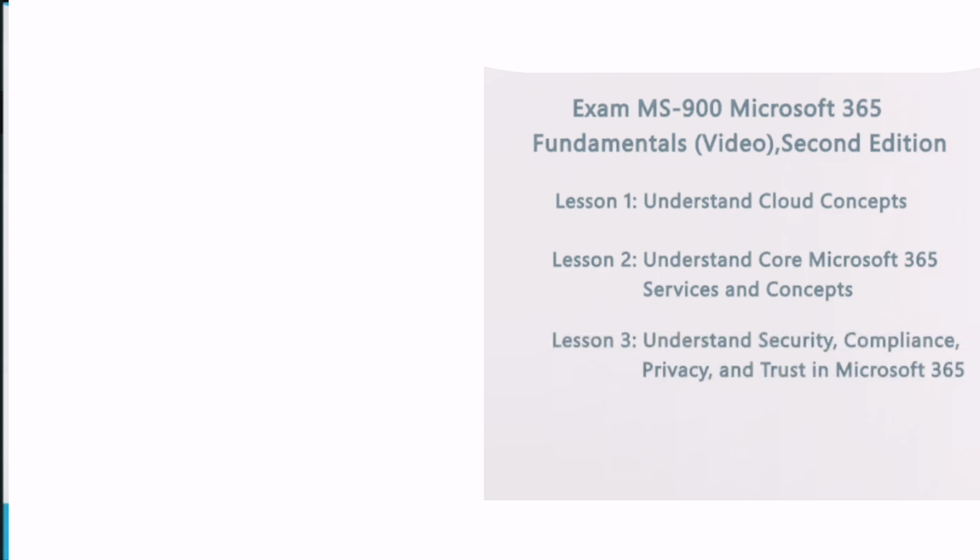Skill 3. In Describe Security, Compliance, Privacy and Trust in Microsoft 365, you'll learn about the Zero Trust principles for Microsoft 365, Identity and Access Management solutions in Microsoft 365, Threat Protection solutions in Microsoft 365, and Trust, Privacy and Compliance solutions in Microsoft 365. Skill 4. In Describe Microsoft 365 Pricing, Licensing and Support, you'll learn about pricing, licensing options for Microsoft 365, the Microsoft 365 Service Lifecycle, and support offerings for Microsoft 365 services.